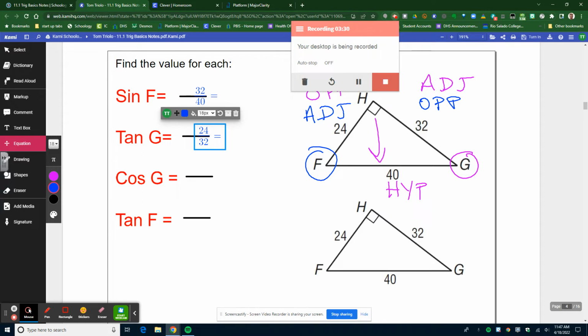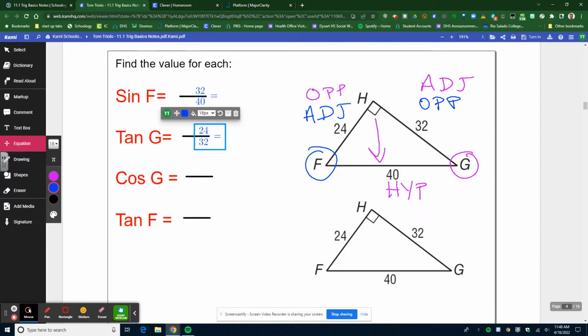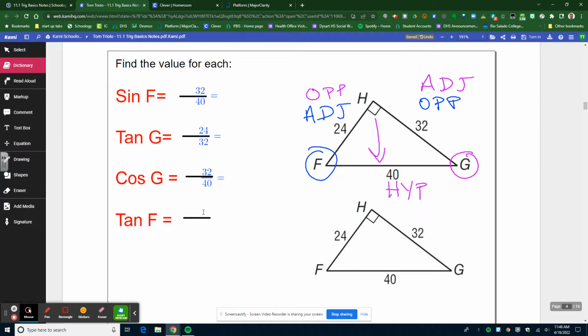All right, Logan, what do you got for cosine G? 32 over 40. Okay, so G, adjacent over hypotenuse. Oh, that looks familiar. We'll talk about that in a second. So one more time, Logan, was it? 32 over 40. 32 over 40 equals. Denise, what do you got for tangent F?